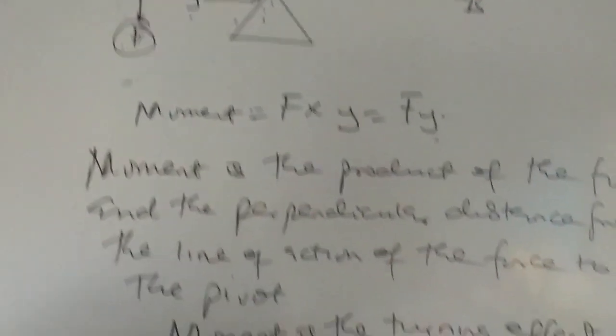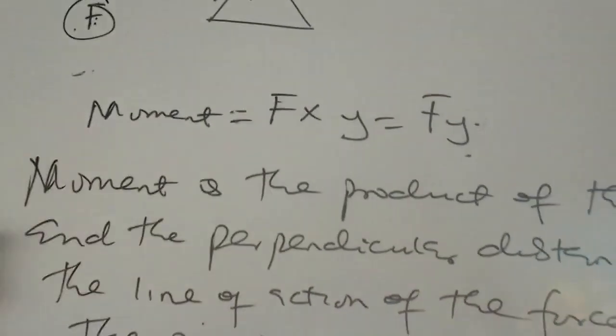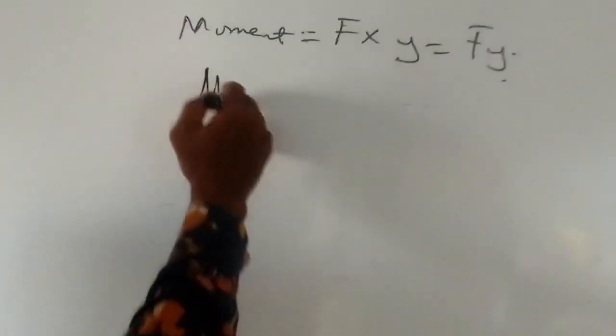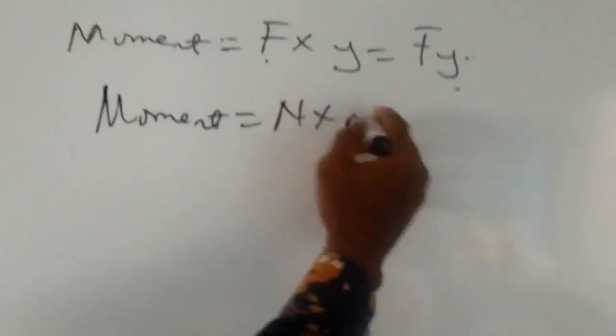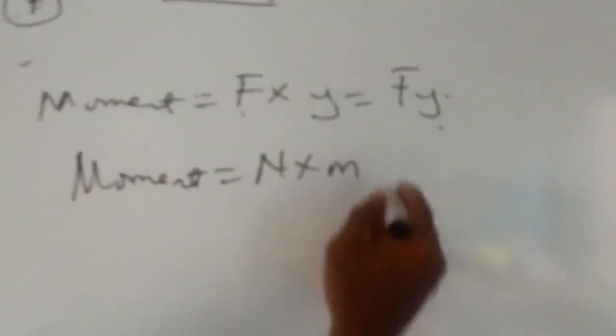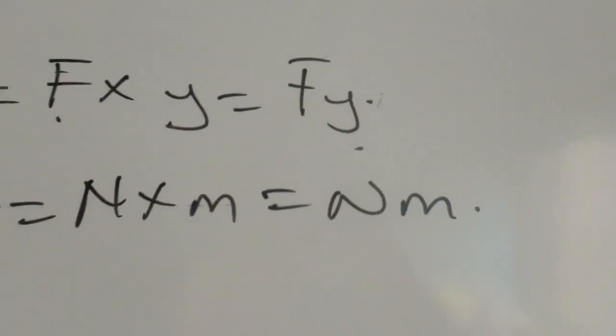Now, moment is a derived quantity in physics. And then the SI unit of moment is, since moment is force and distance, force is Newton, distance is meters. So the SI unit of moment is Newton meter. So moment is a derived quantity as well as a vector quantity.